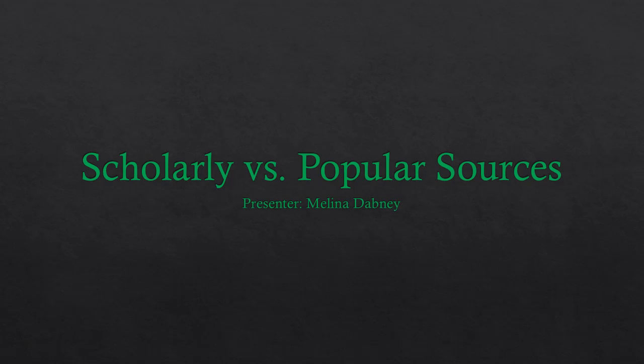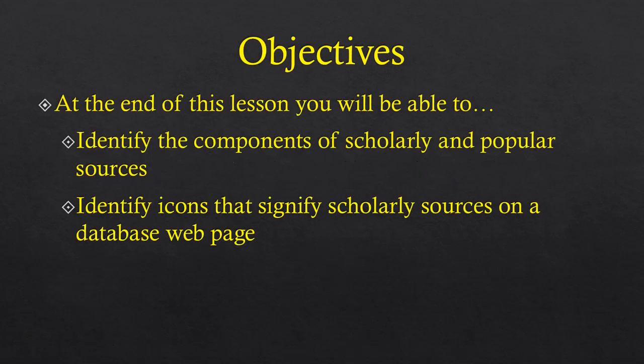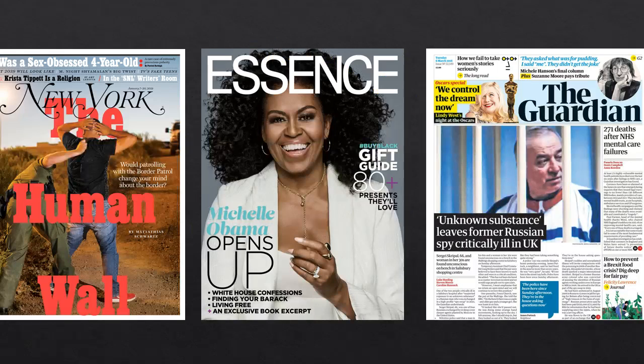This lesson will help you find appropriate sources for your research papers. At the end of this lesson, you will be able to identify the components of scholarly and popular sources and to identify icons that signify scholarly sources on a database web page.